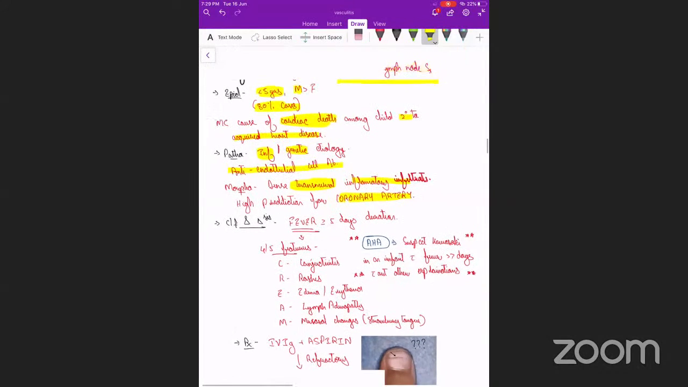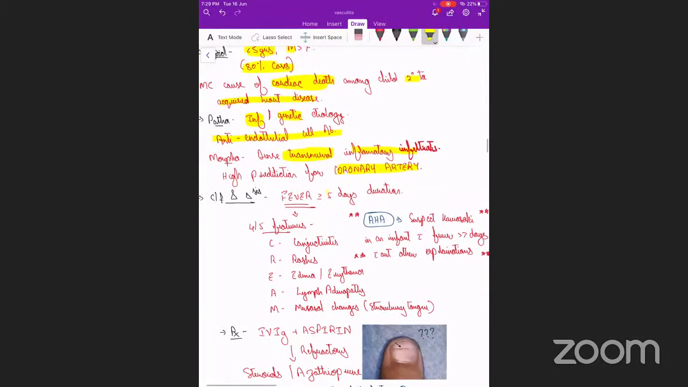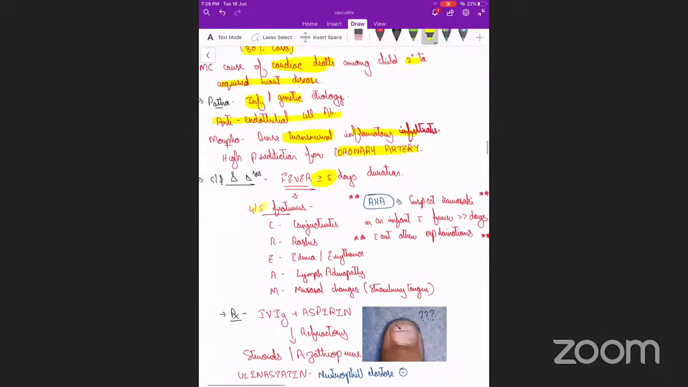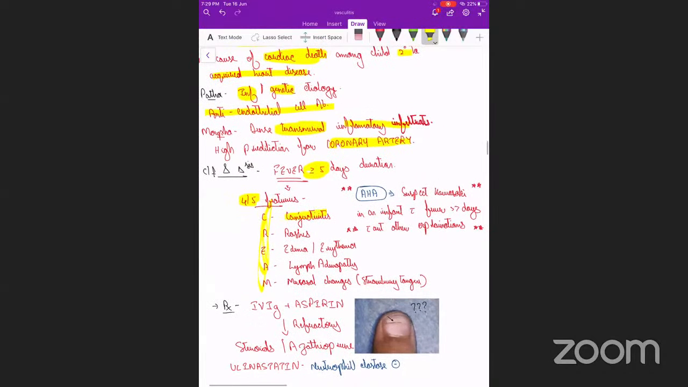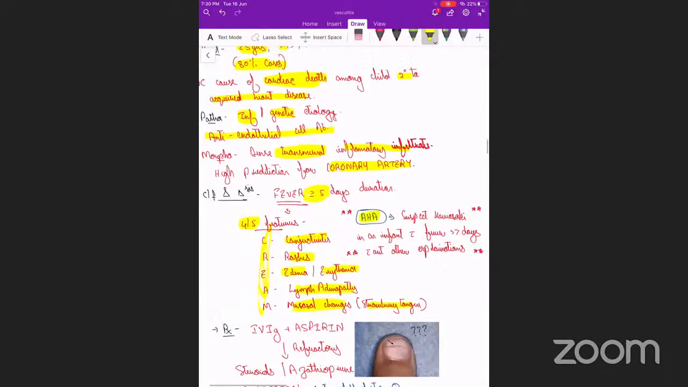How do we diagnose? We have the criteria. Fever for greater than 5 days duration with 4 of the 5 features. And how do we remember this? This is the mnemonic, CREAM. Conjunctivitis will be there, rashes will be there. Increased platelets will be found on doing workup. That increased platelet criterion is given by the AHA, American Heart Association. Edema or erythema can be there. Lymphadenopathy, as we saw, cervical lymphadenopathy can be there. Mucosal changes like strawberry tongue can be there.